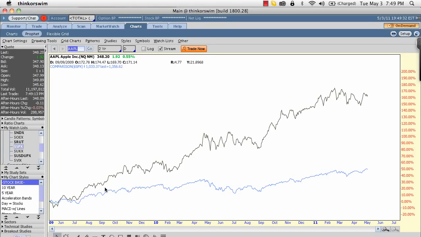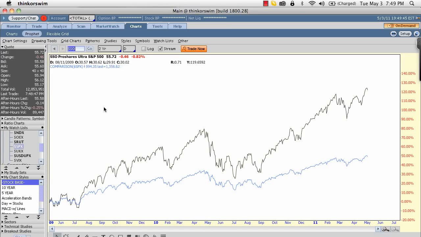And so when the market rallies, Apple does even better and just has really, really high beta values and continues to rally and makes this gap between the market. Another one that we can look at is SSO. This is the inverse of the S&P shares. So you can see that this has a negative beta, or should have a negative beta.